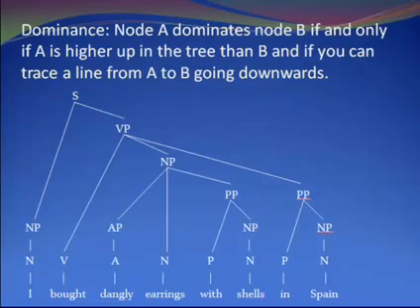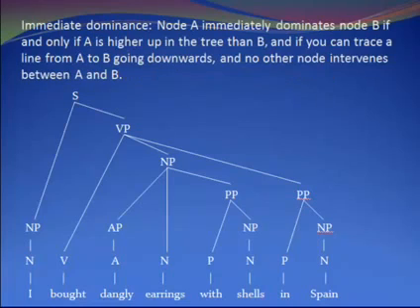Okay, so that's dominance. Now, there's a different relation. It's very like dominance, but it's slightly different. It's called immediate dominance. Immediate dominance says that a node A immediately dominates node B if and only if A is higher up in the tree than B. So that bit's the same as the dominance relation. But then the difference is that you can trace a line from A to B going downwards and no other node intervenes between A and B.